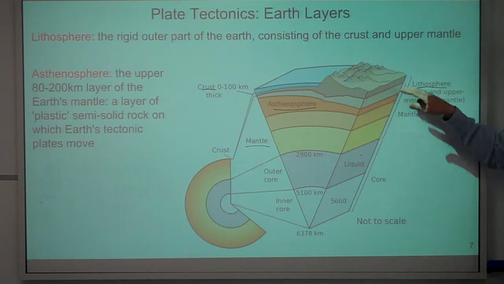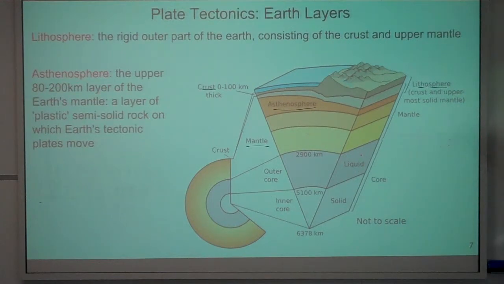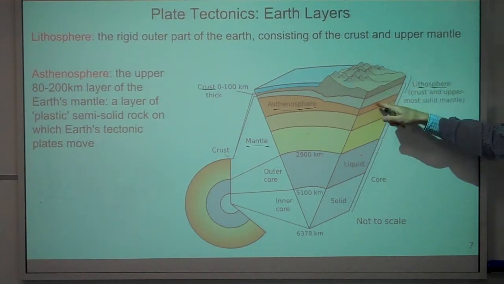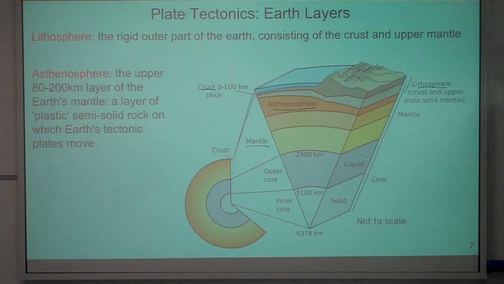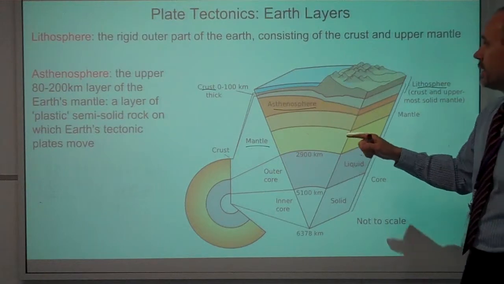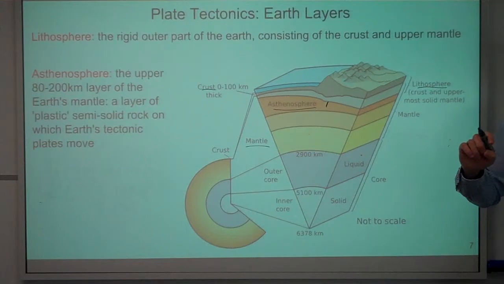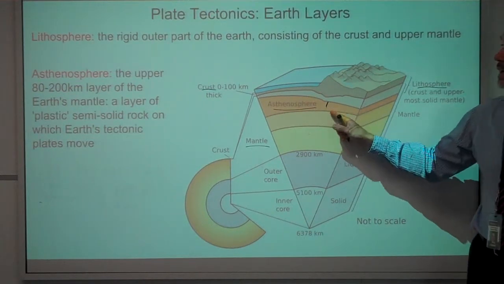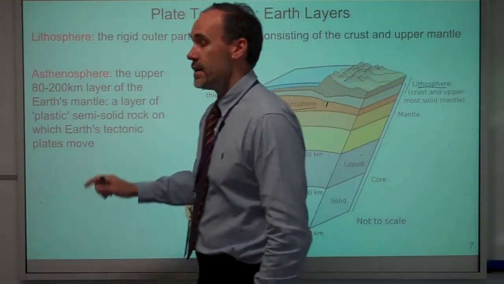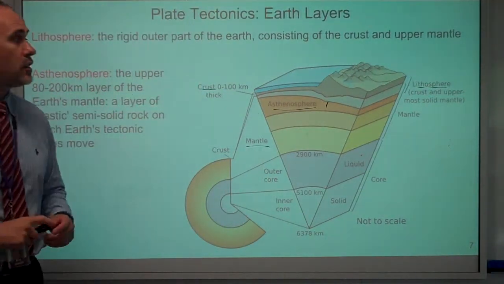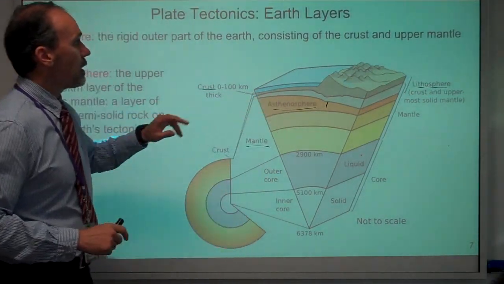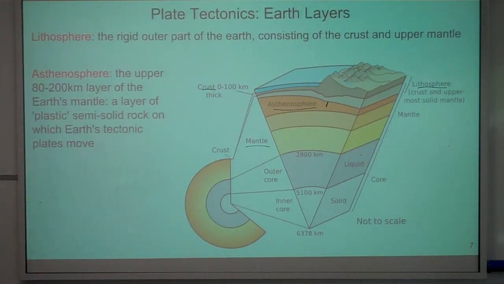The lithosphere is that rigid layer, consisting of the crust and upper mantle. So it's what we run around on, what we consider to be the lithosphere. But the asthenosphere is right up the top of the mantle. It's only a couple of 100 kilometres thick, and it is a bit plastic. So it's a bit liquidy. And that is what our lithosphere moves across. So the lithosphere is what tectonic plates are made from.